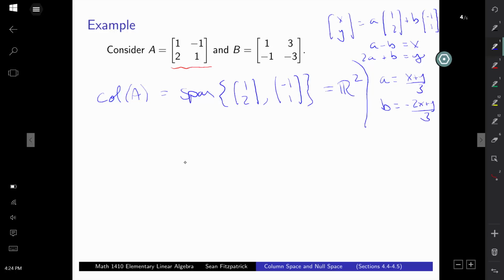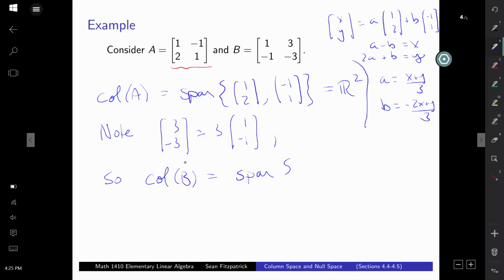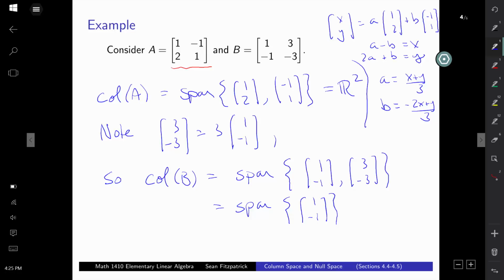For B, on the other hand, I notice that (3, minus 3) is 3 times (1, minus 1). So the column space for B, by definition, is the span of both vectors, (1, minus 1) and (3, minus 3). But the second vector is redundant, so we don't need to include it. Anything that can be written in terms of both vectors can be written in terms of the first vector alone, right?